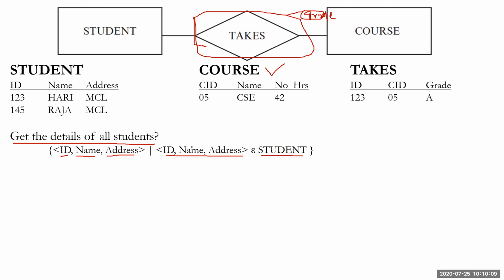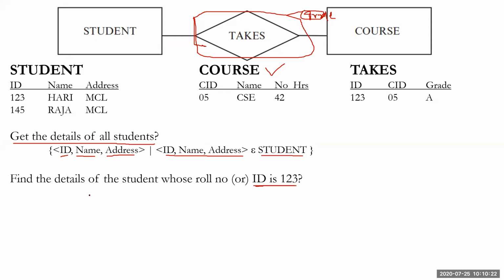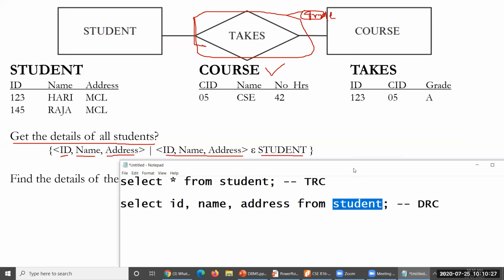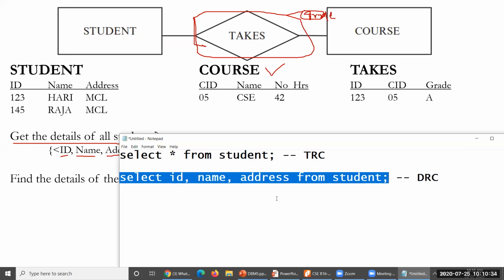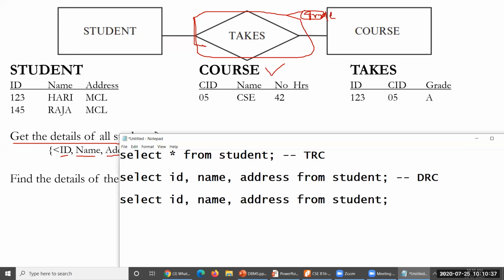And if you want to specify some condition, something like this, how could you specify this one? How could you write it in terms of domain relational calculus? Already I told you this is the way to write domain relational calculus. If any condition is there, obviously we have to type this particular query, and the where clause must be where ID is equal to, of course, 123.